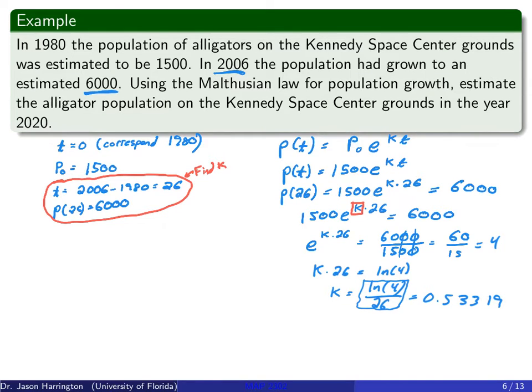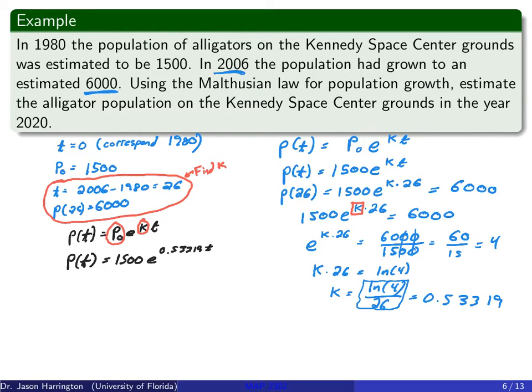So now let's go back to this. Now we have P of t is equal to P naught e to the kt, and we know everything now. We know P naught, that was given to us initially, and we know what k is from our second part. So we have P of t is equal to 1,500 e to the 0.53319 t. Now that's not the question.